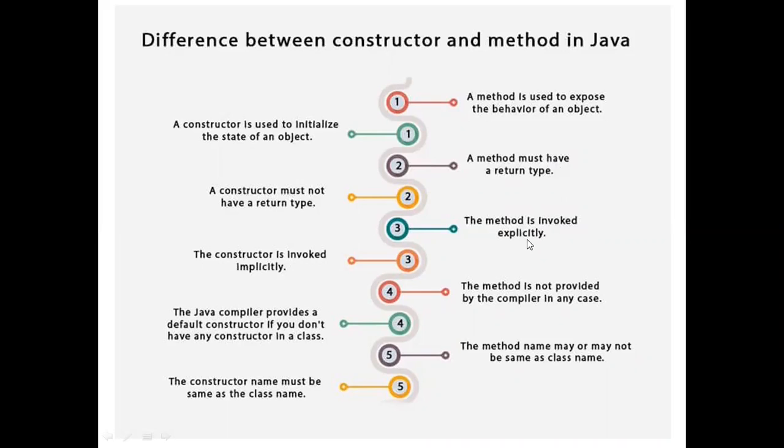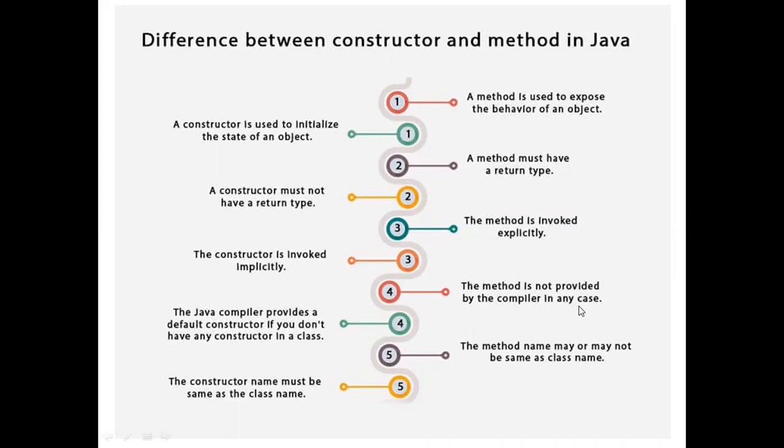The method is invoked explicitly. I need to call the method b1.volume. I am calling the method. Only then that method will be invoked. But I am not calling the constructor anywhere. The constructor is invoked implicitly. Constructor is not at all being called. Whenever I try to create the object using the keyword new, the constructor will be automatically invoked. The method is not provided by the compiler in any case.